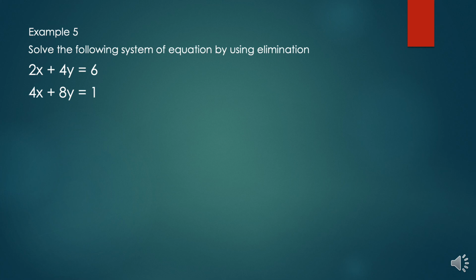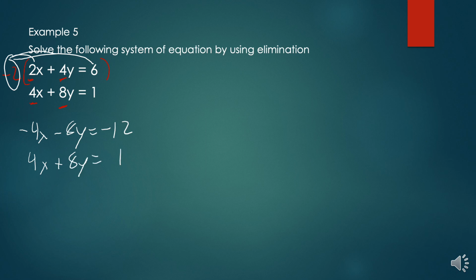All right, next example. So again, I look at this, and this time, since they're the same numbers from the previous one, the only difference is a different constant. I'm going to multiply this by negative 2 again. So take this number, multiply that and that. So that gives me negative 4x minus 8y is equal to negative 12. Drop everything else down.